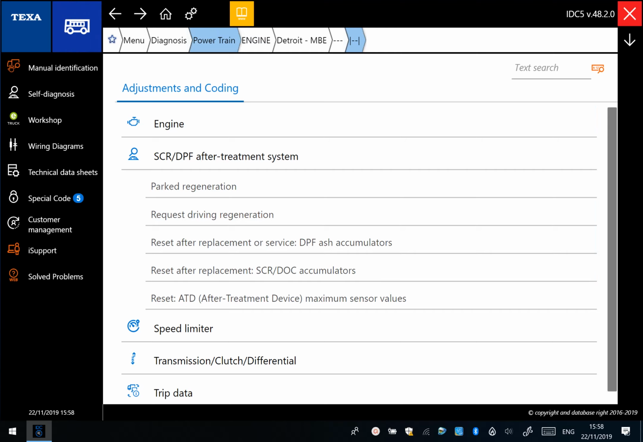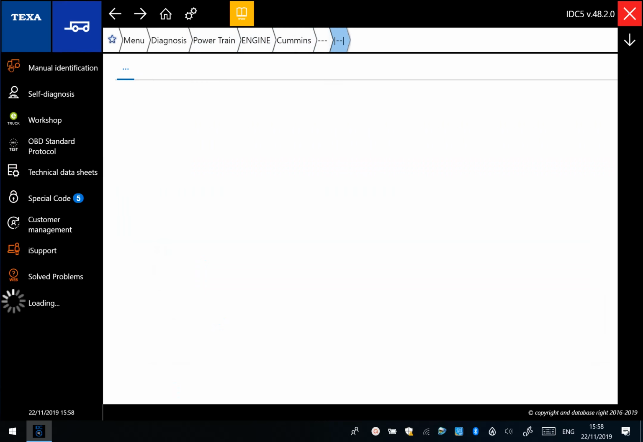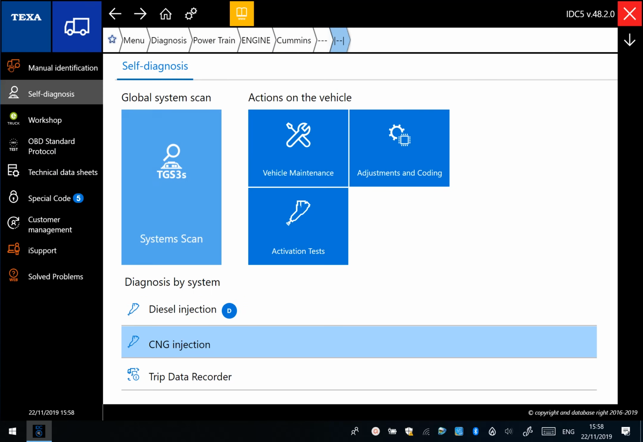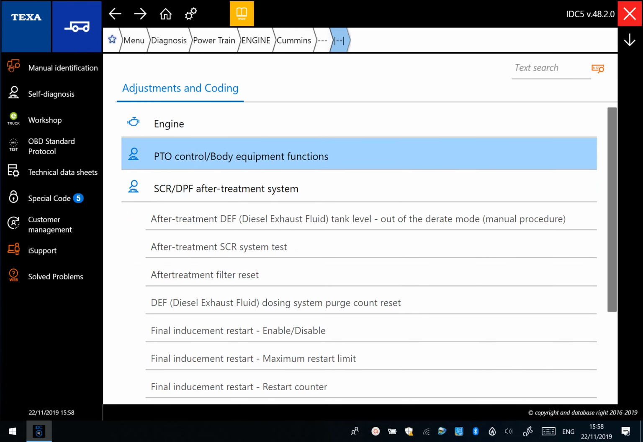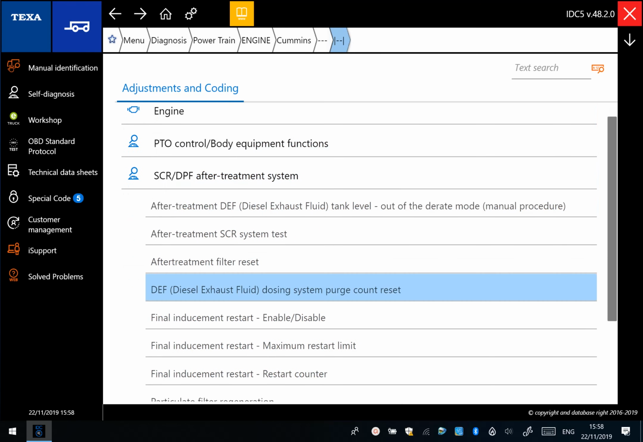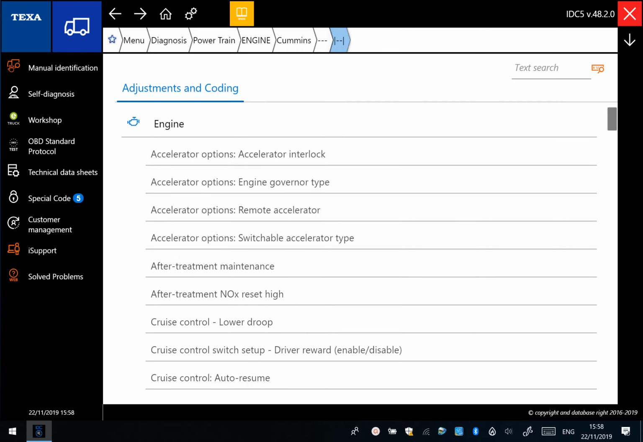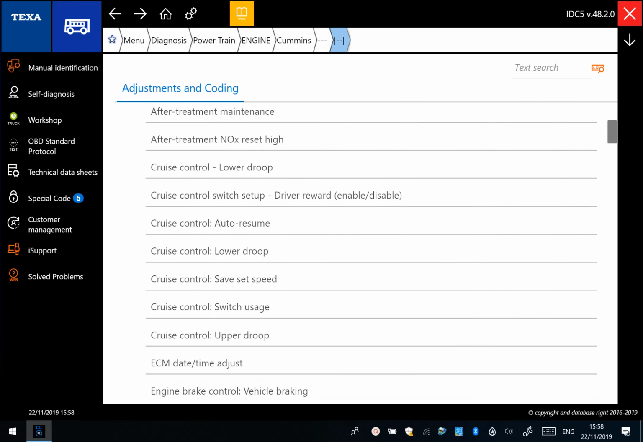The other side of it was obviously Cummins. We were talking about in a similar vein, exactly the same. Technical data sheets, you've got a few, obviously compressed natural gas, if you did have, I don't think you do, but that's again there. And again, adjustments and coding, again more SCR abilities there, or DEF depending on the manufacturer. Engine, again there's all sorts of aftertreatment, NOx resets.